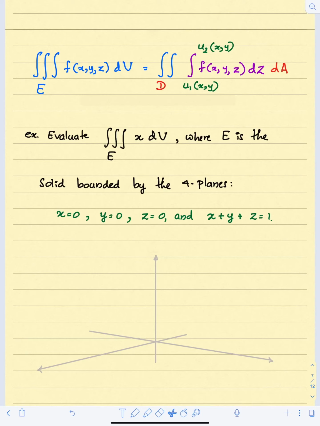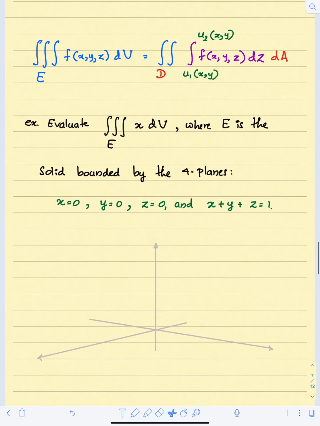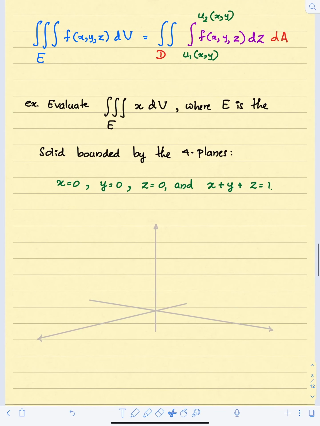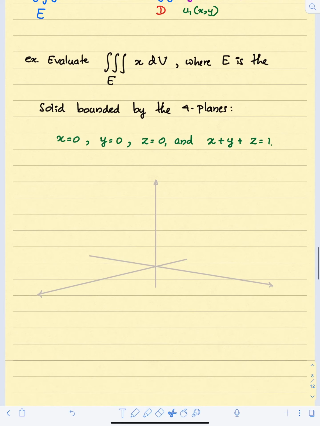This is the first example. In this example, we have to evaluate the triple integral of x dV, where E is the solid bounded by four planes. The first plane is x equals 0, the second one is y equals 0, third one is z equals 0, and the last one is x plus y plus z equals 1. Okay. Let's draw this domain E.